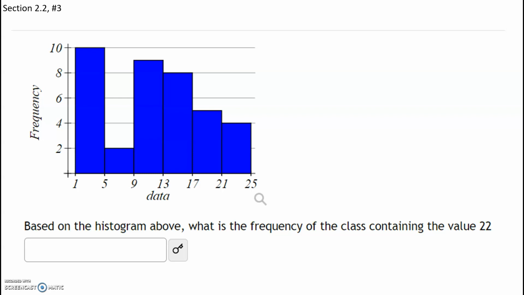Based on the histogram above, what is the frequency of the class containing the value 22? So first off, let's take a look at which of these classes contains the value 22. So 22 is going to be right up over here between 21 and 25. So we're looking at this class. Now it says, what is the frequency of the class? That last class contains the value 22. We want to know its frequency, so if you extrapolate that to the y-axis, the frequency is going to be 4.